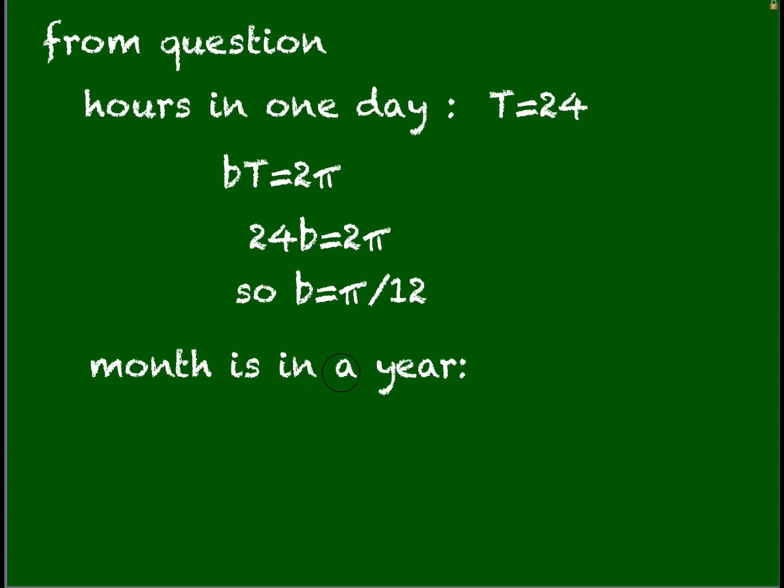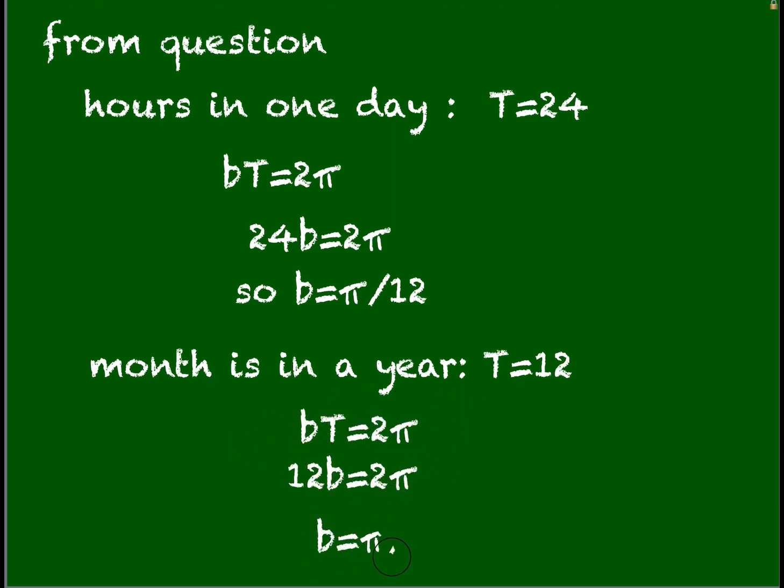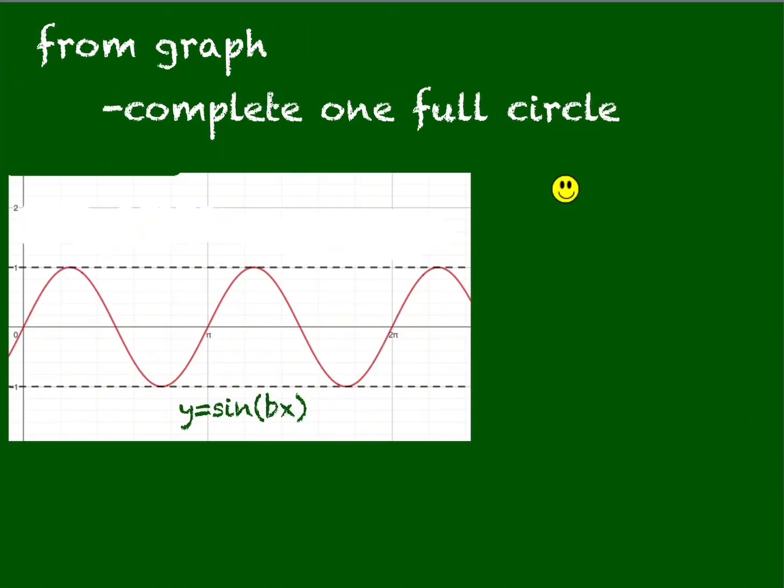Now, you can easily estimate the period of the month function. It is 12 because in one cycle, there are 12 months. And we can easily calculate the B value again. To calculate the value of B, we can also use the graph of the function.